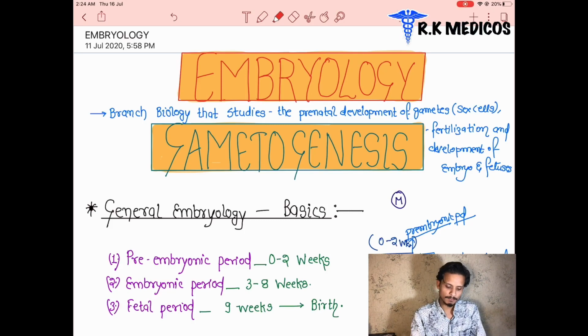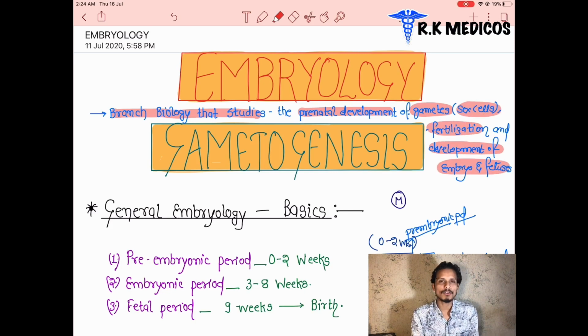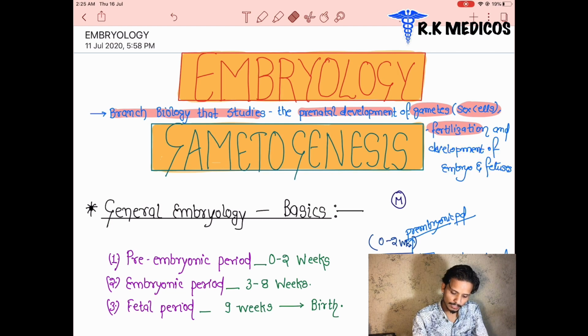We can also say there are branches of biology that deal with the study of the prenatal development of the gametes or sex cells, the fertilization, and the development of embryos and the fetus. These are all included inside embryological studies. So we are going to discuss one by one how the gametes get developed, how the fertilization happens, how the fetus gets developed, and how the embryo is formed. We are going to see each and every topic in detail. So this is about embryology.